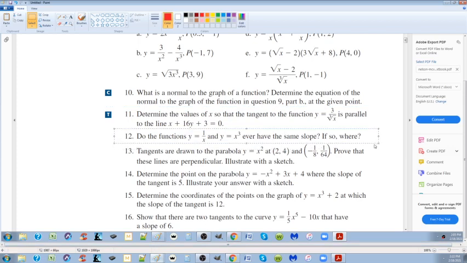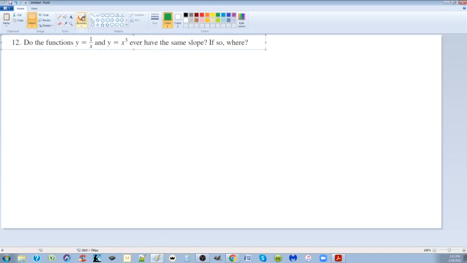Do these functions have the same slope? Do the functions y is equal to 1/x and y is equal to x cubed ever have the same slope? To figure that out, you have to find the derivative of this. That's where I screwed up last time. And the derivative of this one is very easy, 3x squared.